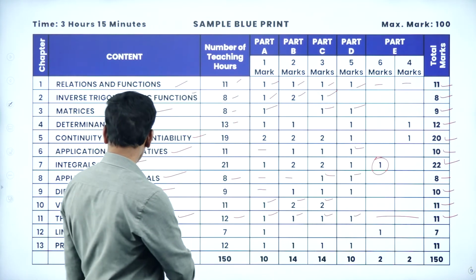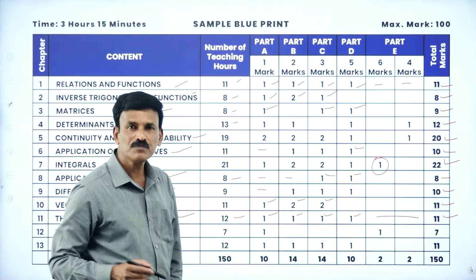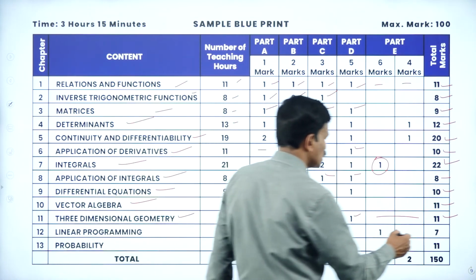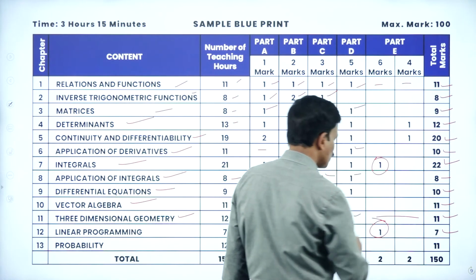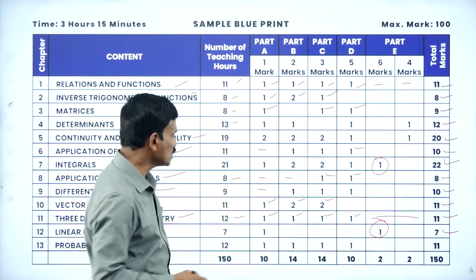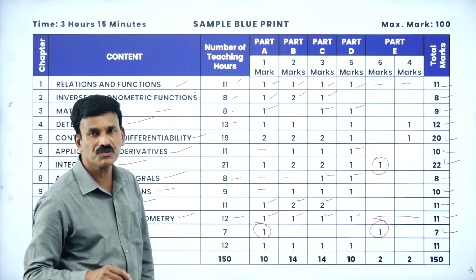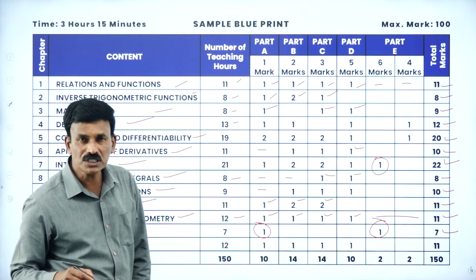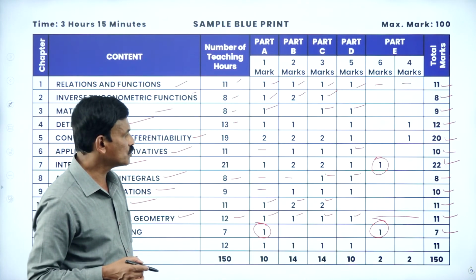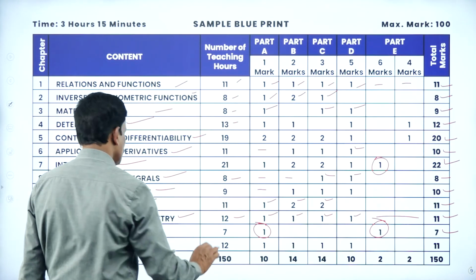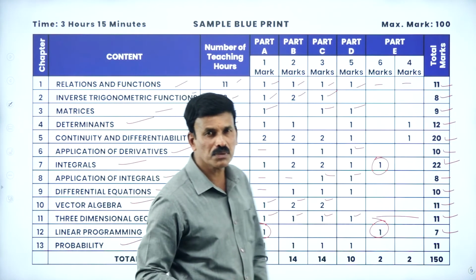And the next one is linear programming. For linear programming, the number of hours is 7 and the maximum marks is also 7. You will get one essay type question for 6 marks and one objective, that is a definition, for 1 mark. There are a few definitions; in that you will get one definition and one 6 marks question for part E from this linear programming problem.